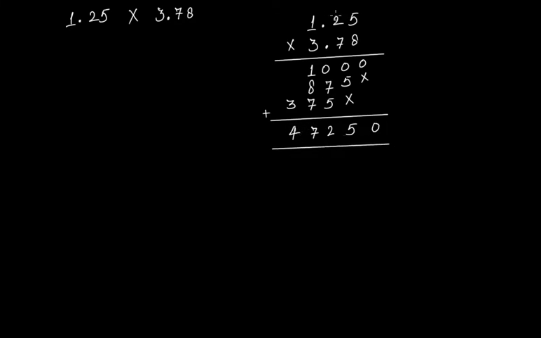Look at this decimal point. How many digits do we have to the right of this decimal point? 1 and 2. 2 digits in this case. How many digits do we have to the right of this decimal point? 1 and 2 again. So total 4 digits. Starting from here, 1, 2, 3 and 4. Just before the 4th digit, place your decimal here. So 4.7250 will be the answer.